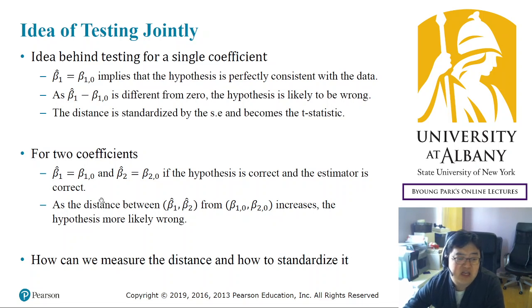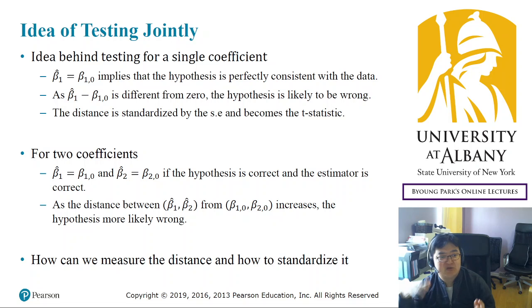You need to look at the distance between estimate and hypothesis. Now the estimate is a two-dimensional vector, and the value in the hypothesis is also a two-dimensional vector. So you have to think about the distance between your estimate vector and your hypothesis vector. As the distance increases, the hypothesis is more likely to be wrong, right? So the idea is the same.